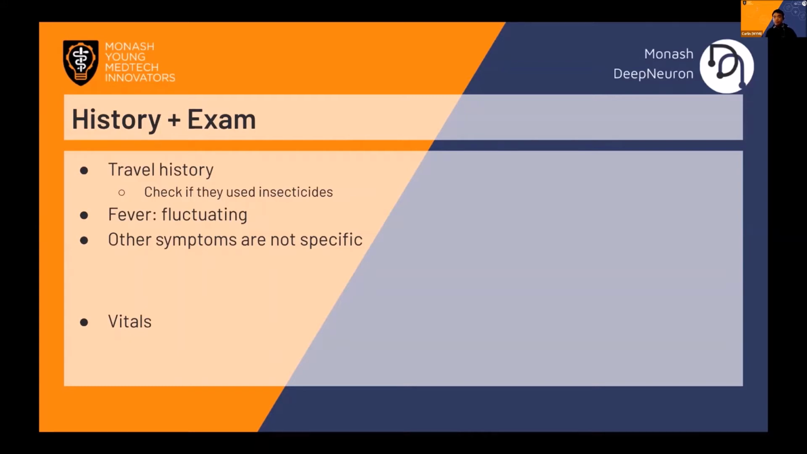The other key history fact we need to get is whether they have a fever or not, and if that is fluctuating. So if they're spiking high temperatures and then coming back down to normal and then getting high temperatures again. The other symptoms that people with malaria have are not specific. So this can be like vomiting, diarrhea, general muscle pains, headache, so things that don't point to a specific disease. In terms of examination, we just do the vitals to see how unwell they are. We don't do a specific examination as there isn't a specific organ to examine.